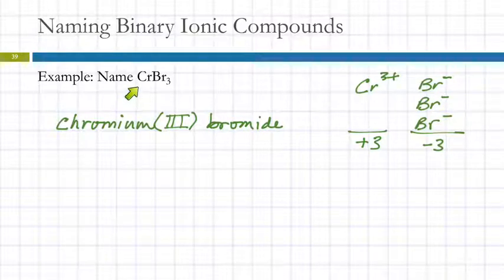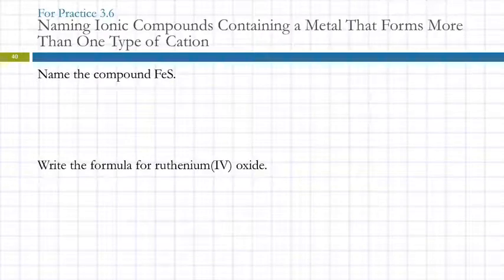We need the name to refer to one specific compound, just as the formula does. If I said chromium bromide, there's more than one compound that would fit that description. So we need the Roman numeral to specify the ion charge. Let's do a couple more examples.